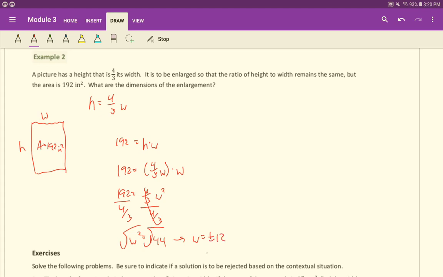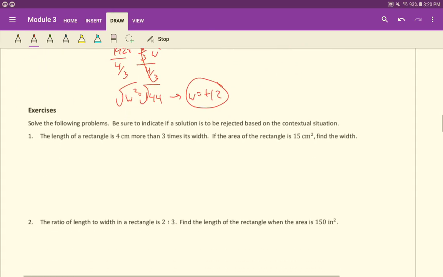Again, in the context here, a negative 12 does not make sense, so we'll just get rid of that, and we'll say that 12 is the answer. So if w is 12, what does that mean h is? Well, we can use this formula right here and say that h is 4/3 times 12. And then 4/3 times 12 is going to be 16. So those are our two dimensions.